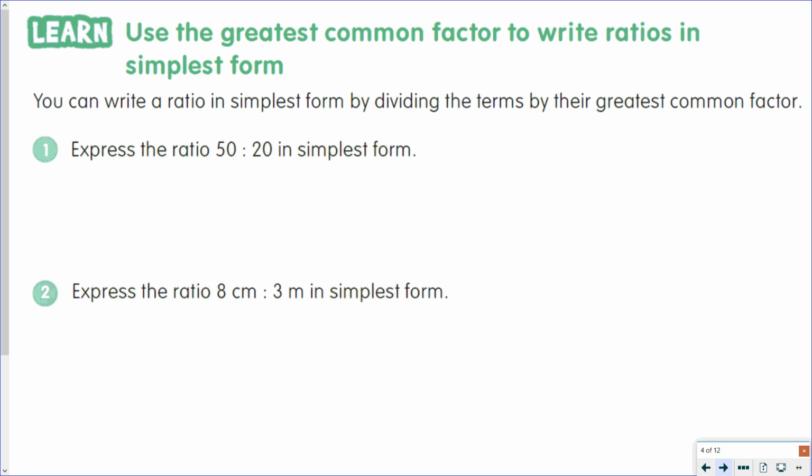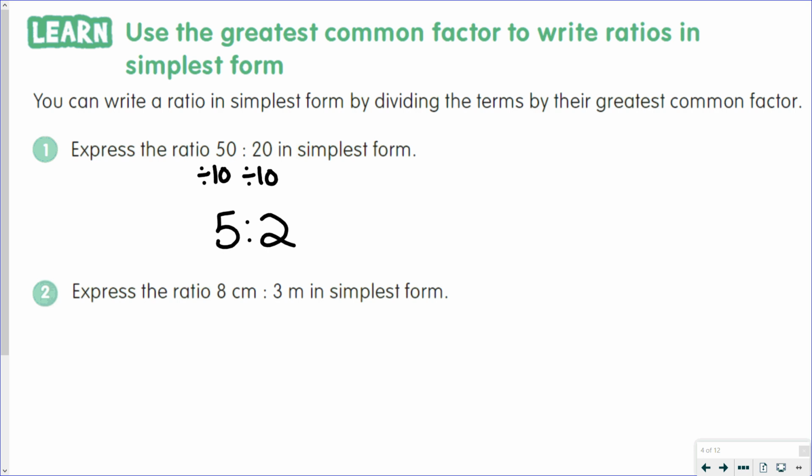So putting ratios in simplest form is very similar to putting a fraction in simplest form. We want to try to divide both terms of our ratio by the same number. So if we're going to express the ratio 50 to 20 in simplest form, since both 50 and 20 end in a 0, that tells us that we can divide both of those by 10. So we would get the ratio of 5 to 2.